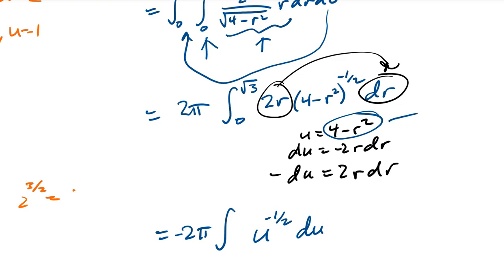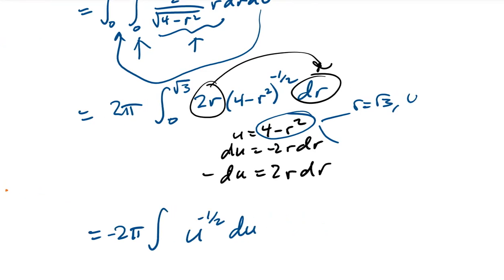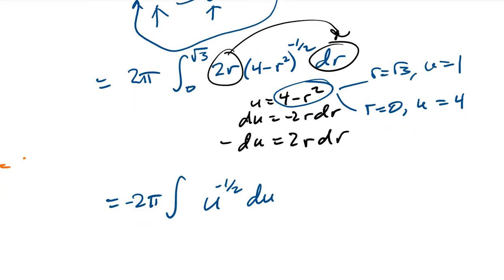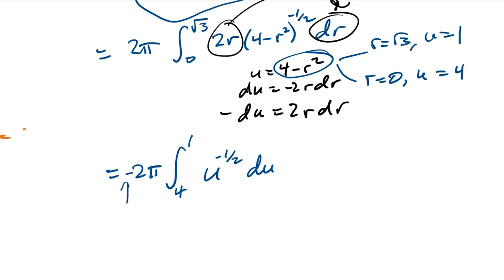And now let's change the limits. When r is root 3, u is 1. When r is 0, u equals 4. This is perfect because now this goes from 4 to 1. The bottom limit of integration is bigger than the top one, so you flip them, that takes care of this negative. So this is 2 pi integral from 1 to 4 of u to the negative 1/2 du.